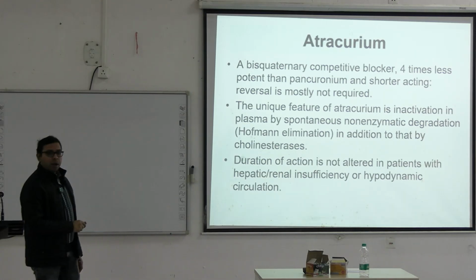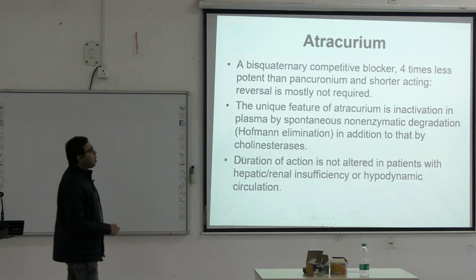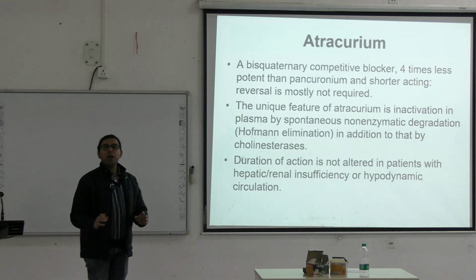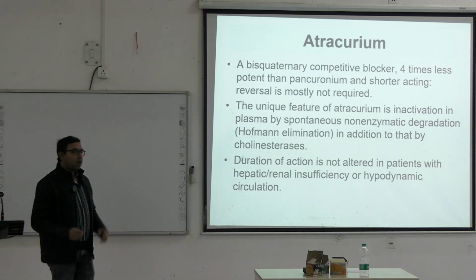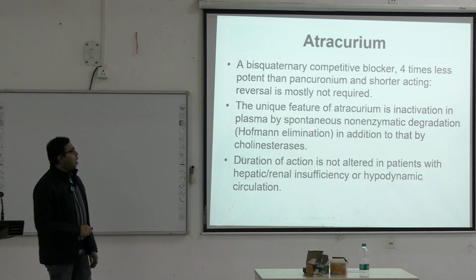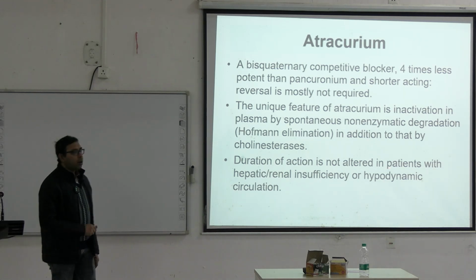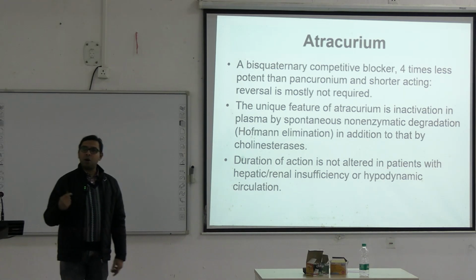Atracurium, Hofmann elimination, already have seen. It is a bis-quaternary competitive blocker, 4 times less potent than Pancuronium and shorter acting. Usually reversal is not needed, that is why it is also recommended. Hofmann elimination already have discussed. Duration of action is not altered in hepatic or renal insufficiency, already we have discussed.